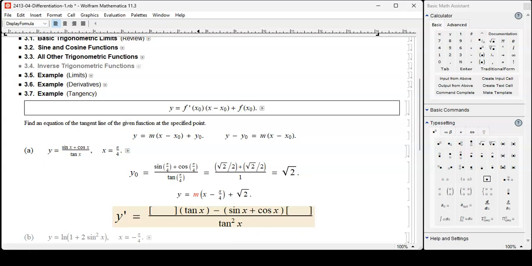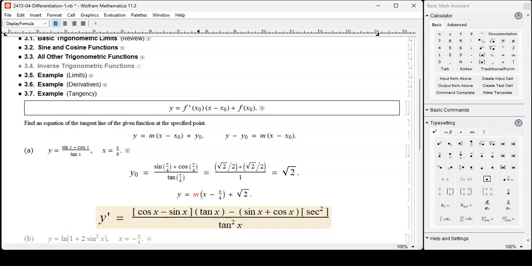Okay, alright. The derivative of the numerator, sine of x plus cosine of x: sine of x becomes cosine of x, and cosine of x becomes negative sine of x. So that's the derivative. Now how about the denominator? Derivative of tangent is, look up if you don't remember, secant squared x. So we have the derivative function.